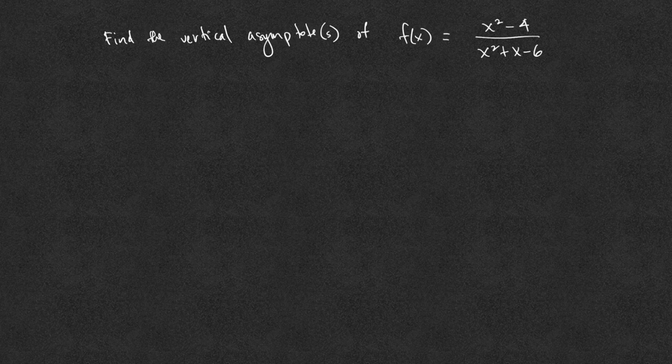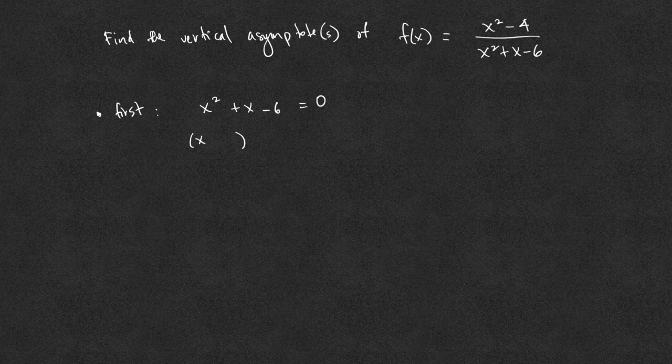Find the vertical asymptotes of f of x equals the quantity x minus 4 over the quantity x squared plus x minus 6. The first step in finding the vertical asymptote is to find the zeros in the denominator. So we set the denominator equal to 0. This is a quadratic, so we're going to factor this.